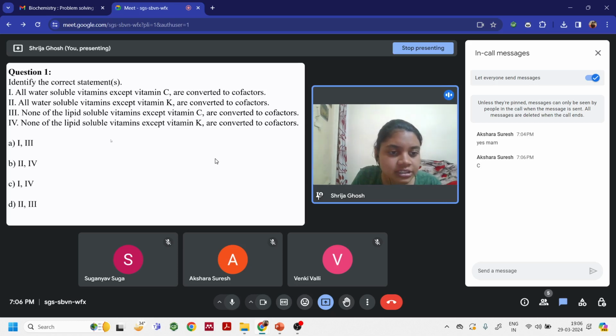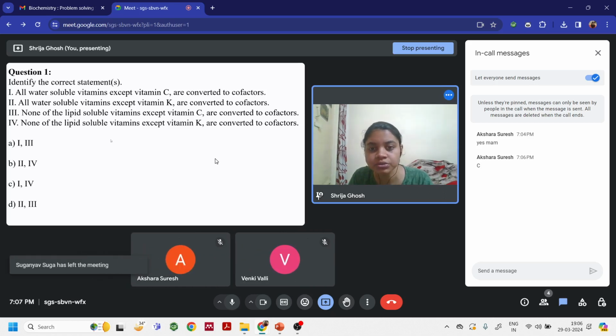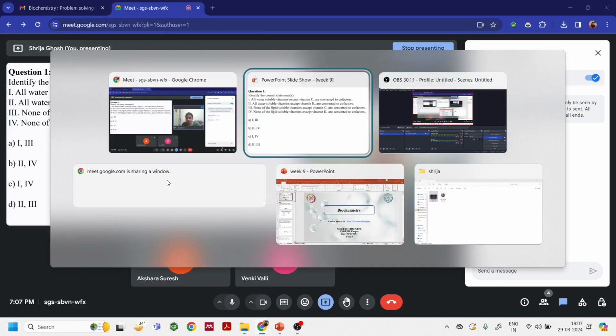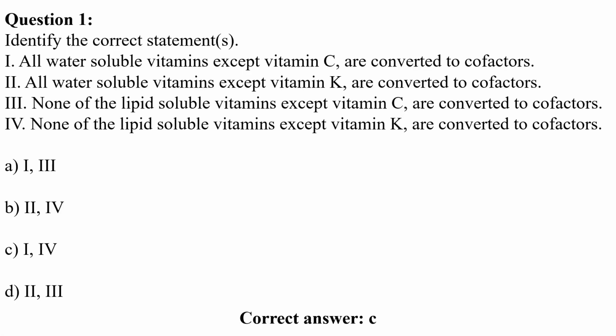Okay, Akshara has answered option C. That is first and the fourth statement. That is, all water soluble vitamins except vitamin C are converted to cofactors, and none of the lipid soluble vitamins except vitamin K are converted to cofactors. So let's see what's the answer. Yes, option C is the correct answer. Vitamin C is one of the water soluble vitamins and vitamin K is one of the lipid soluble vitamins.